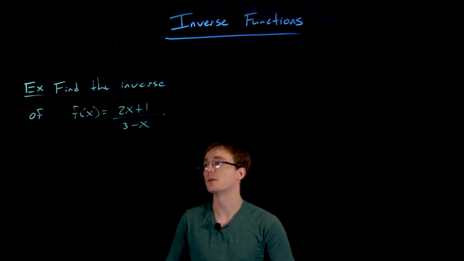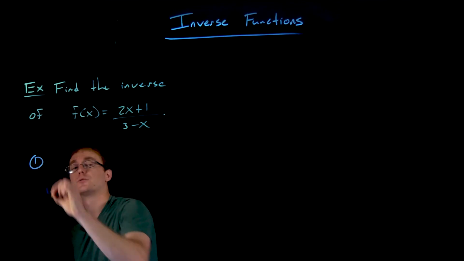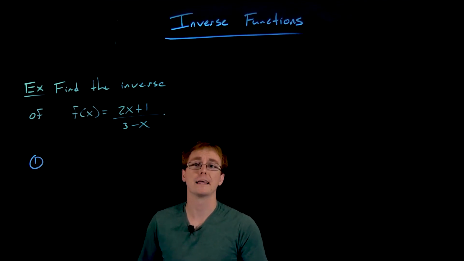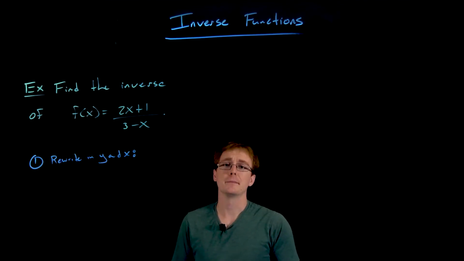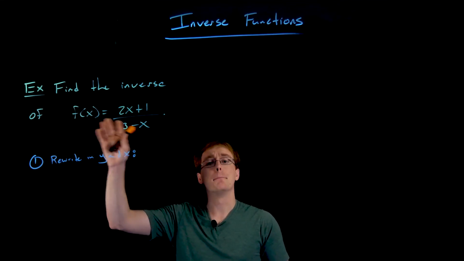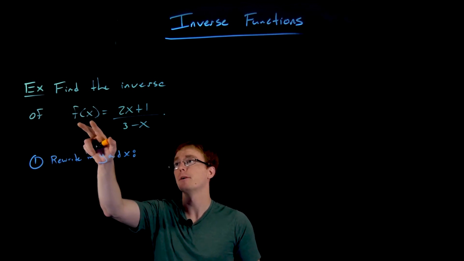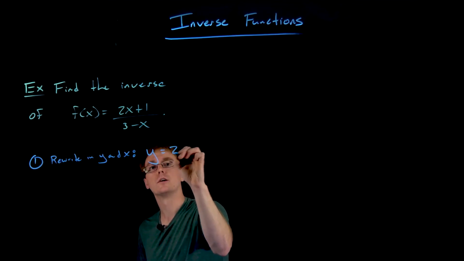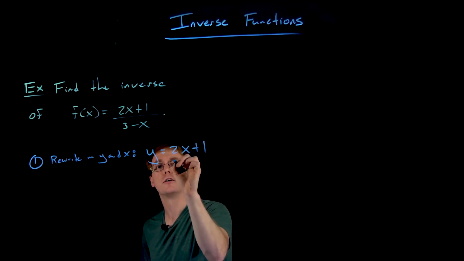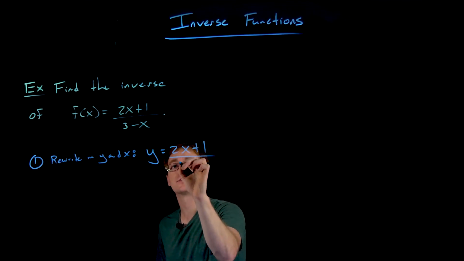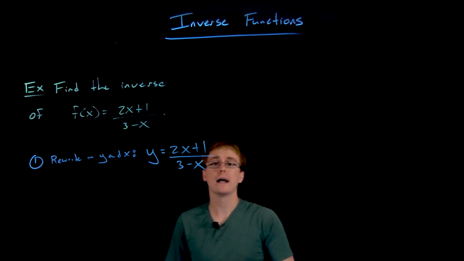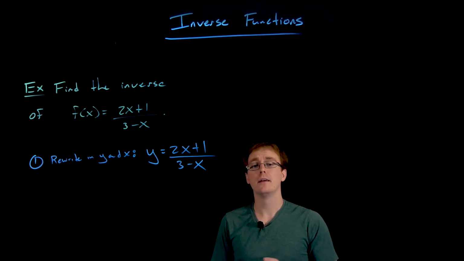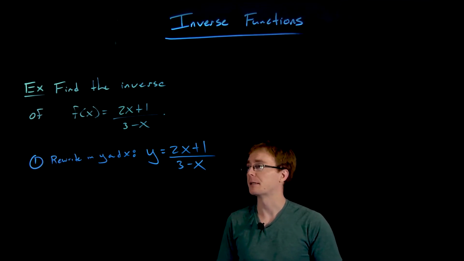The first step we always do in this process is rewrite the function in terms of y and x. All that means is we want to for now abandon this function notation and remember that all f of x really is our output or placeholder for y. So in terms of x and y, our function is y is equal to 2x plus 1 divided by the quantity 3 minus x.